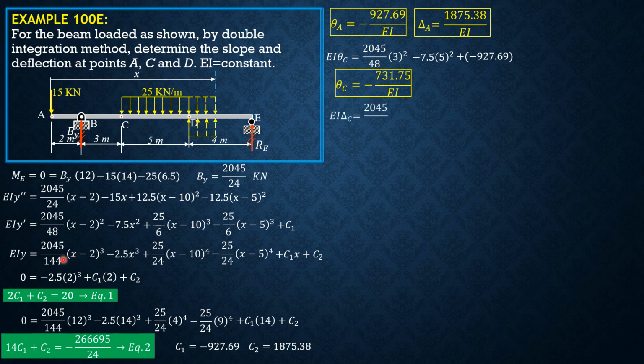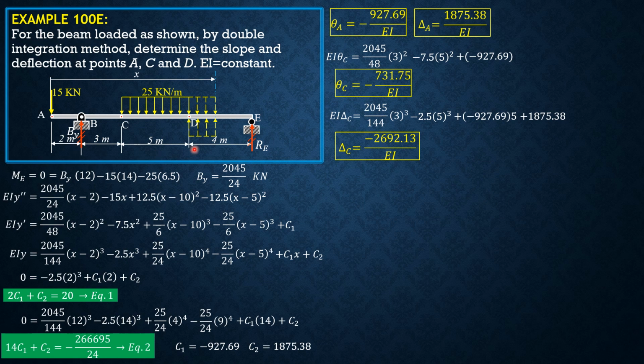Then x is 5 for the deflection. EI delta C is 2045 over 144 times 3 cubed minus 2.5 times 5 cubed. Ignore this term, it is 0. Then plus C sub 1, negative 927.69, times 5. Then plus C sub 2, 1875.38. So we can now compute delta C. Delta C is equal to negative 2692.13 over EI.